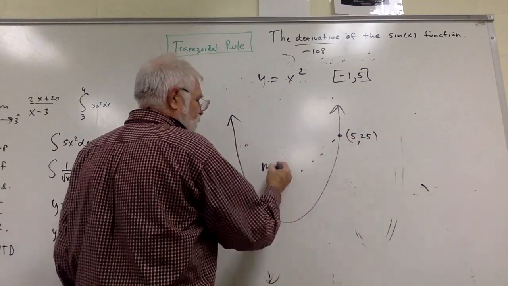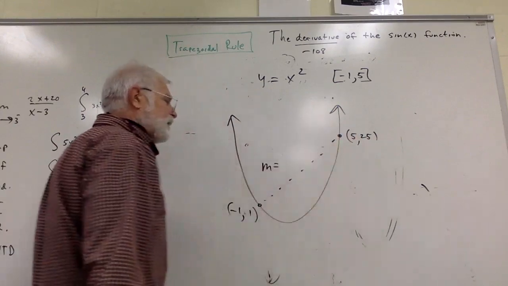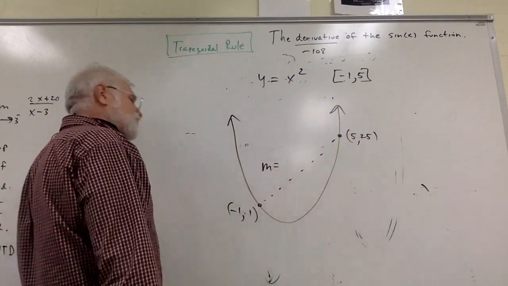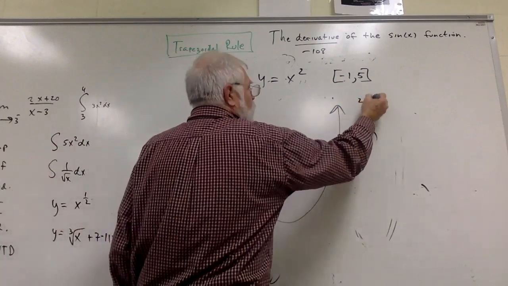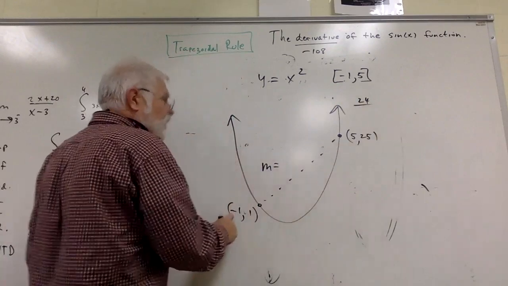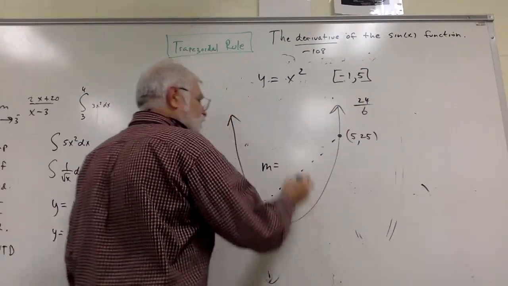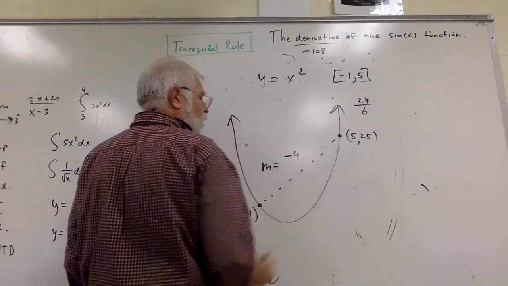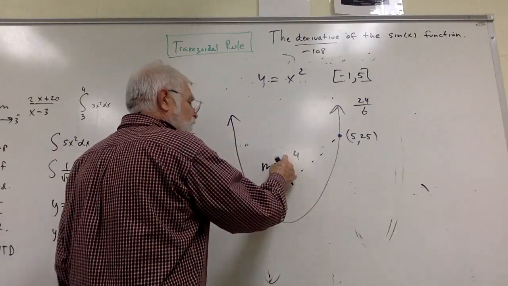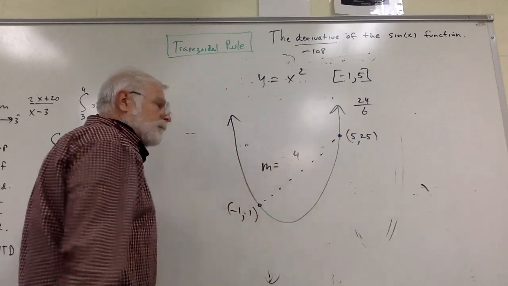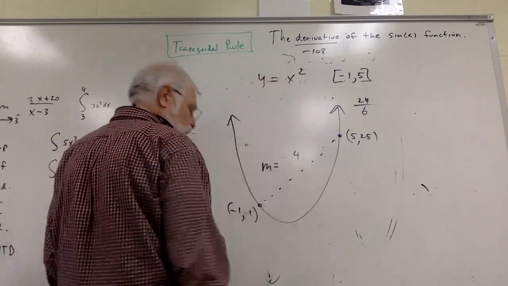What's the slope of that? Whatever the slope of that secant line is, that's the answer to this question. 25. From 1 to 25 is 24 units of y change. Negative 1 to 5 is 6 units. So it looks like negative 4, I'm sorry, positive 4. Doing a lot of math already today. Positive 4 is the answer to that question.